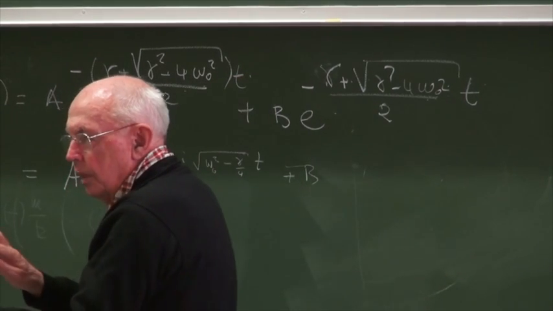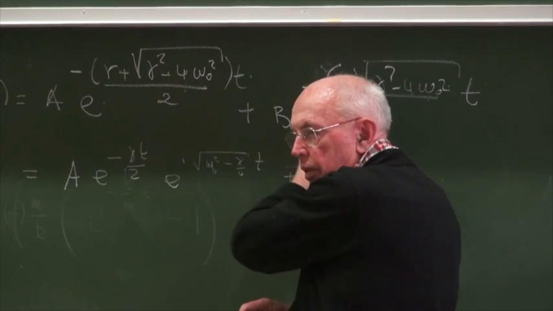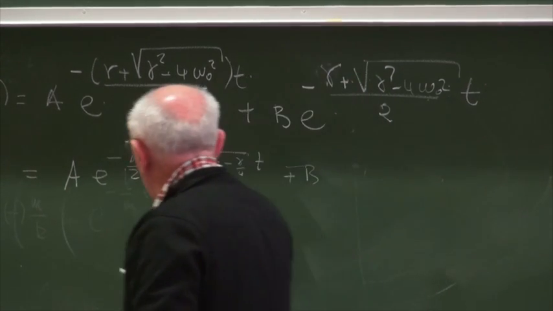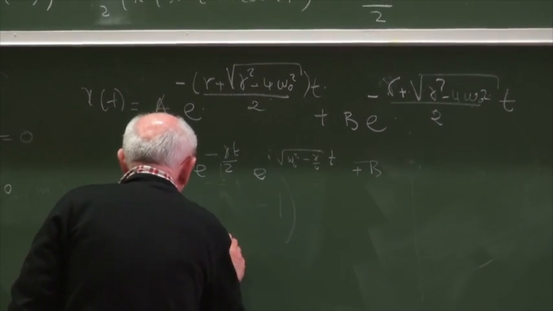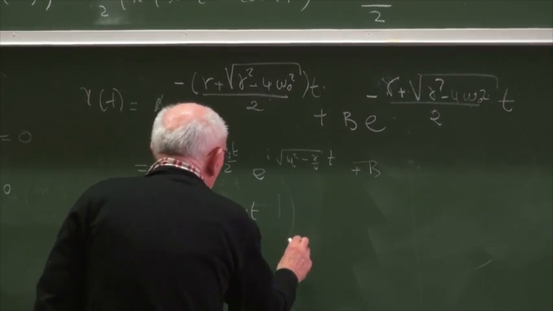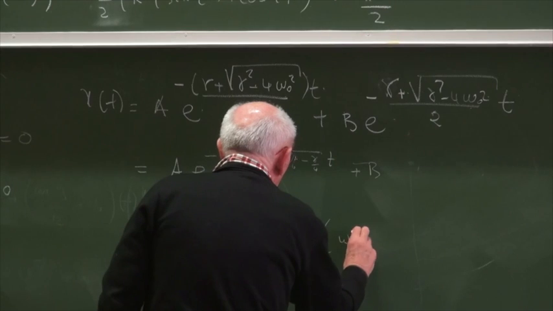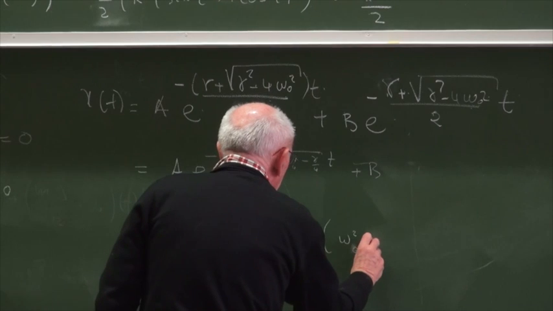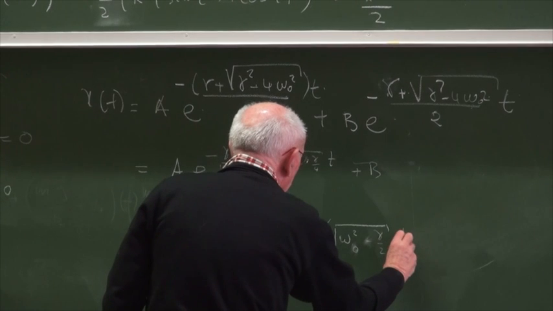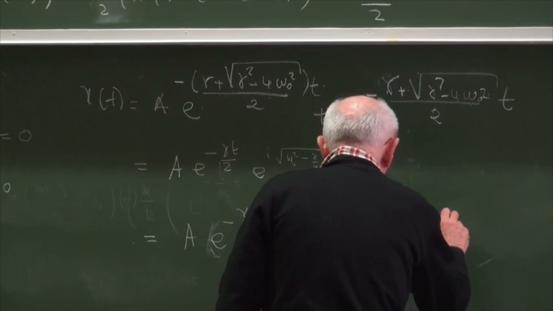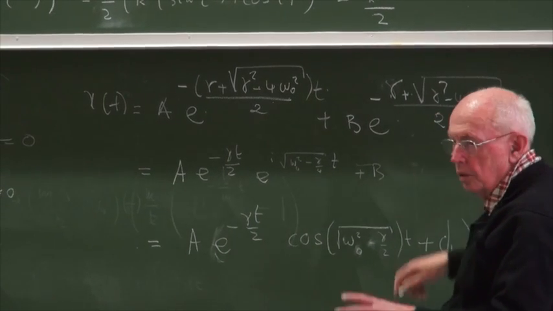And that I can do, which you can easily see, by making this a e to the i phi and this b. So I put in the cos and the sin, basically, for a and b. And then you can rewrite that. And then you get A e to the minus gamma t over 2 cos of omega 0 squared minus gamma over 2 times t plus this phi I was talking about, some phase. Okay, so you can try to do that yourself if you cannot, but it's just a different way.